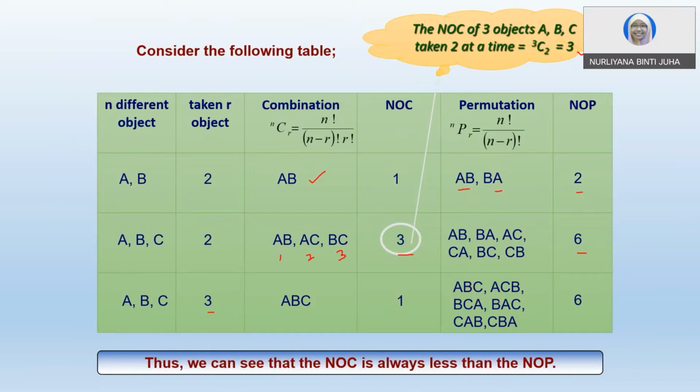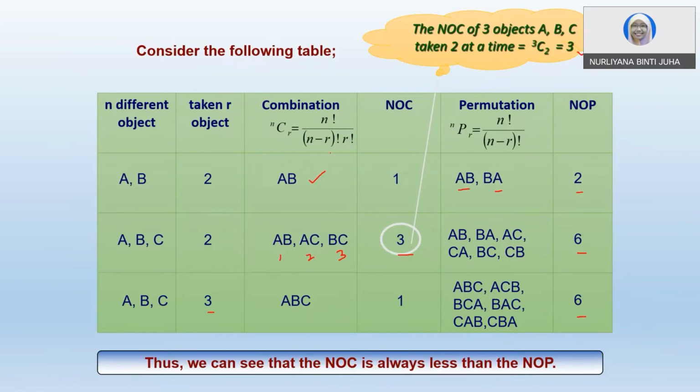But in permutation, it's the other way around. Sebab you need to consider dia punya arrangement. Remember permutation. In permutation, arrangements and order are important. So A, B, C, A, C, B, B, C, A, B, A, C, C, A, B, and C, B, A are 6 different arrangements. So you have number of permutation equal to 6. Therefore, we can say that the number of combination is always less than number of permutation.